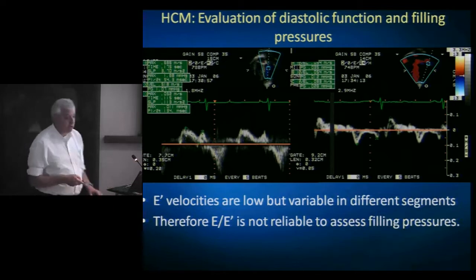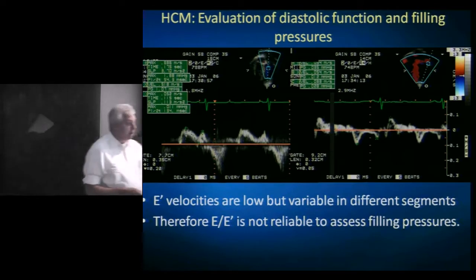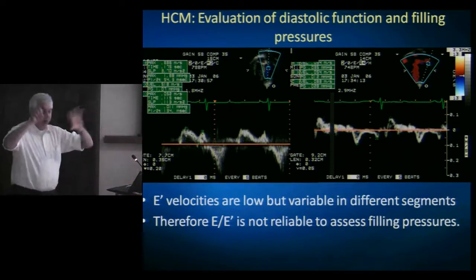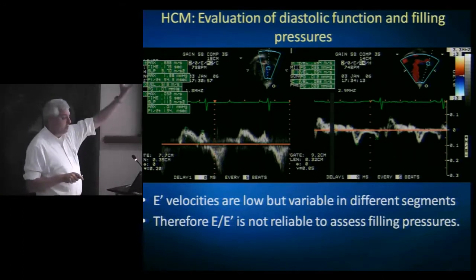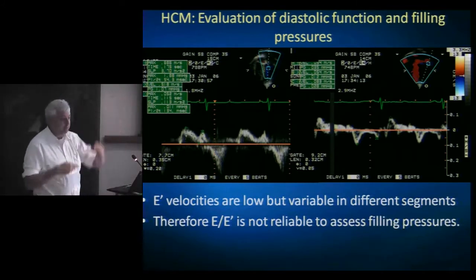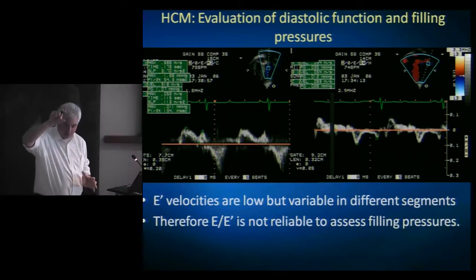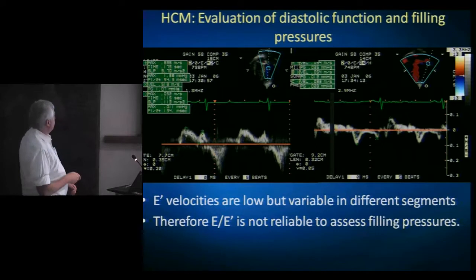And you can also use the E over E prime to assess filling pressures. But in hypertrophic cardiomyopathy, you've got to be careful. Because it's such a heterogeneous disease and because areas are affected differently, what you measure at the basal septum in terms of your E prime or the lateral wall may not reflect your global filling pressure, because that region may be abnormal, and then you're trying to assess a global index from a tissue Doppler index.